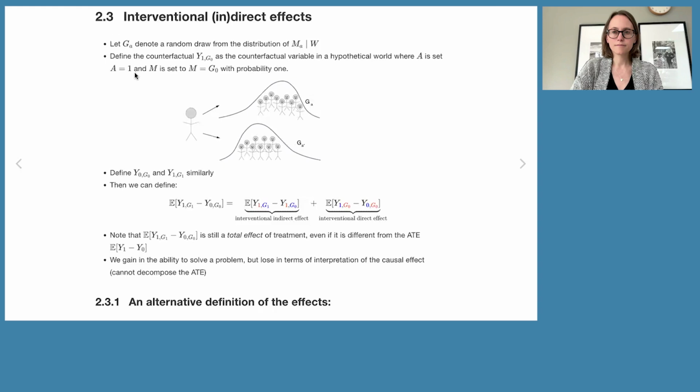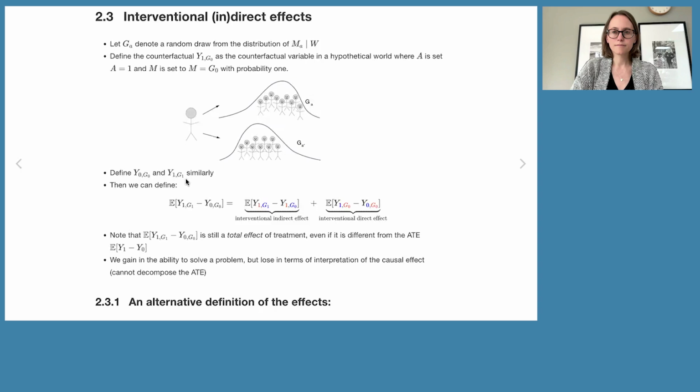Okay, so that's this first part. So now we're just going to follow that all the way through with our counterfactual. So we're going to define the counterfactual outcome, Y under A equals 1, G sub 0, as the counterfactual outcome in a hypothetical world where treatment is set to value 1 and our mediator is set to this value G0, which is really a draw from this distribution of counterfactual mediator values had treatment been set to the opposite, which is 0. Then we can define Y sub 0, G0, and Y sub 1, G1 similarly.